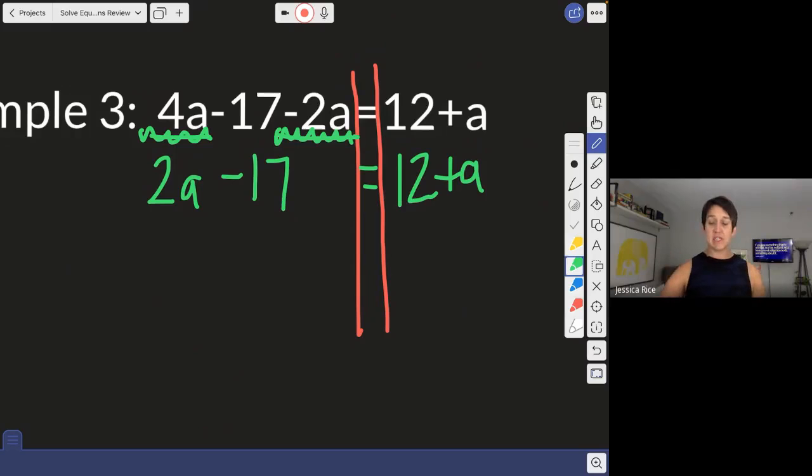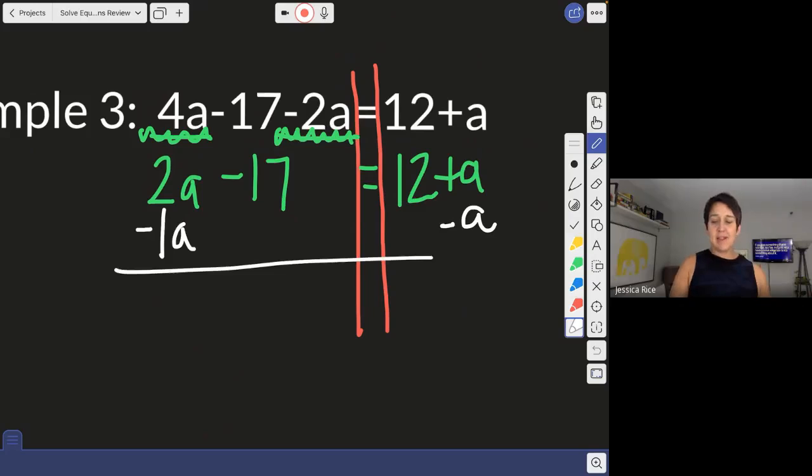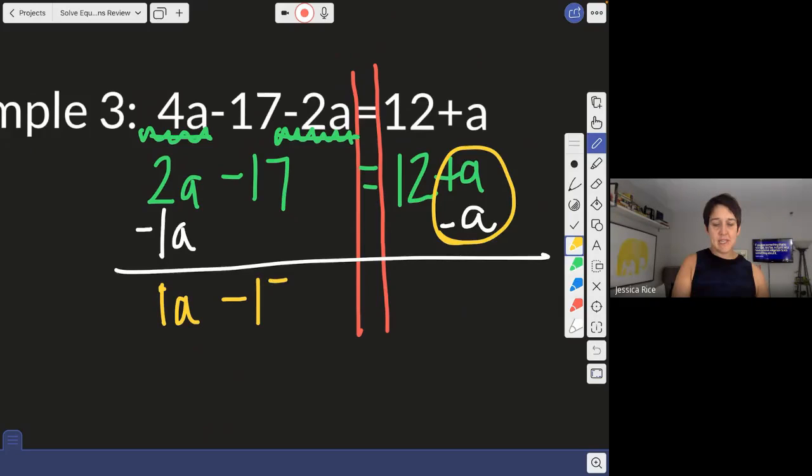I think strategically I want to get rid of this a because it's a single a. Remember, when there's no number in front, that means there's one a. So I'm really subtracting 1a from both sides to make the a's over here disappear. And on the left, 2a minus 1a will give me 1a. And we still have that minus 17. We just copy him down. And then we copy the 12 on the right because the a's made a 0.